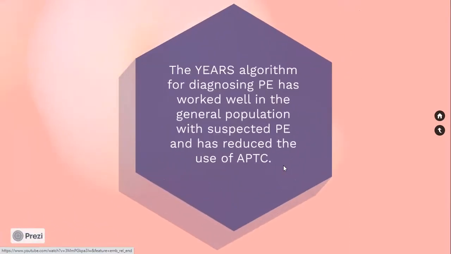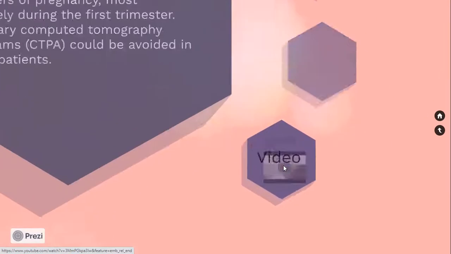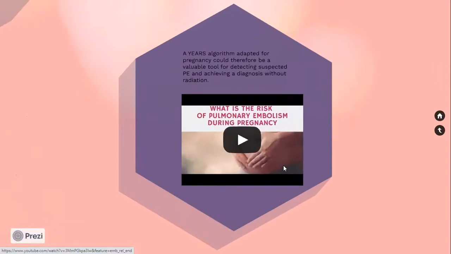The YEARS algorithm for diagnosing PE has worked well in the general population with suspected PE and has reduced the use of CTPA. A YEARS algorithm adapted for pregnancy could therefore be a valuable tool for detecting suspected PE and achieving a diagnosis without radiation. We have another video.